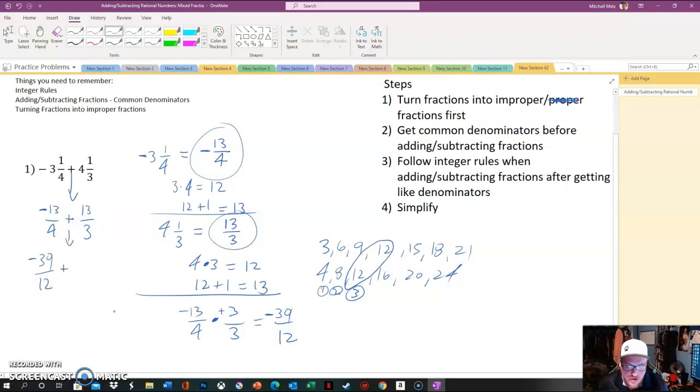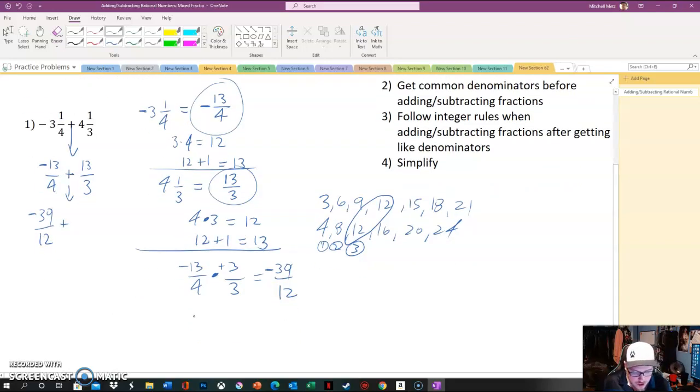And now we're going to change 13 over 3 into a new fraction with a common denominator. So 13 over 3, I'm just doing it right here. So we look here again. I'm doing my 3s. I need to get to 12. I counted 1, 2, 3, 4. I need to multiply it by 4 to be able to turn it into a common denominator. So I'm going to multiply by 4 over 4.